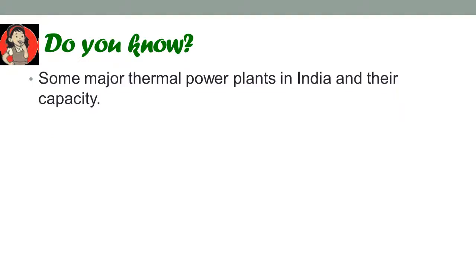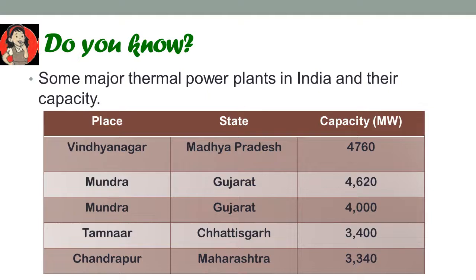Do you know, students, some major thermal power plants in India and their capacity? So here three columns are given: places, states, and capacity in megawatt. Here in Vindhyanagar, Madhya Pradesh, about 4760 megawatt of electricity is generated in the thermal power station. At Mundra in Gujarat, about 4620 and 4000 megawatt capacity electricity is generated.